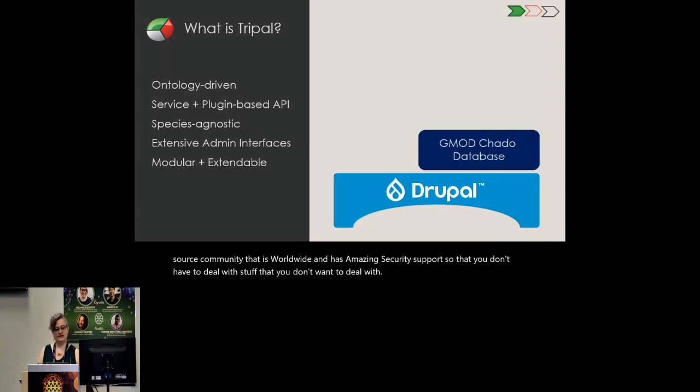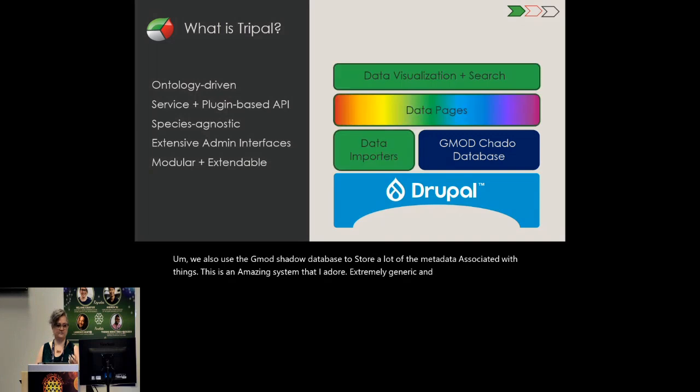We also use the GMOD Chado database to store a lot of the metadata associated with things. This is an amazing system that I adore, extremely generic. And Tripal is really a collection of modules that builds on top of those two and glues them together. It gives you data importers that actually have beautiful web interfaces with help text and dropdowns and autocompletes for your users, and that really helps collect the metadata standards along with the file upload.